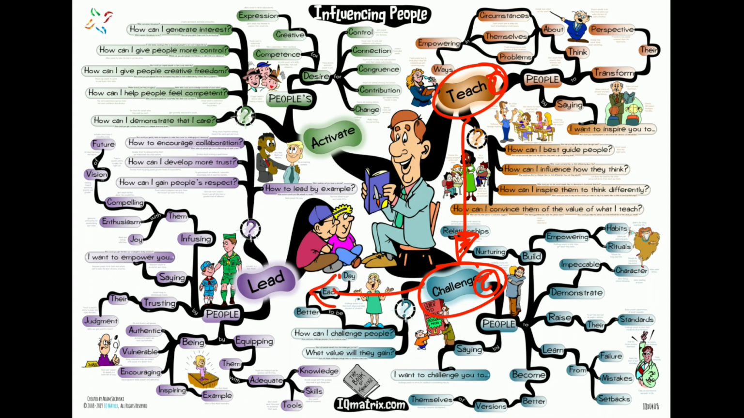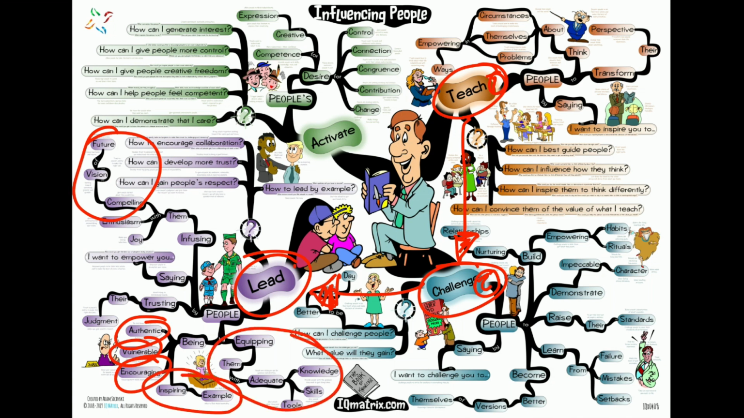And then after that, if you're in a leadership position, and you don't have to be identified as a leader, you can still take a leadership position and you can start applying some of these areas. You might not have a vision of the future if you're not in a leadership position, but you can be authentic, you can be vulnerable, you can be encouraging, you can be an inspiring example, and you can even help people, equip them with adequate knowledge, skills, and tools to accomplish certain goals and objectives. That helps you to gain a deeper level of trust, respect, and admiration from people.